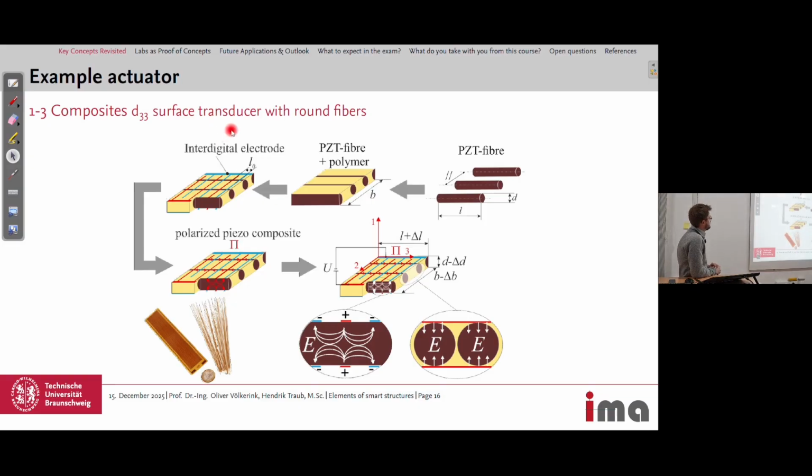So one example actuator, which is quite efficient, is the 1,3 composite, which uses the D33 effect. In this case, round fibers embedded in the polymer combined with interdigital electrodes, which then create a field in this direction, and we also use the effect in this direction. There's another type of these actuators with rectangular fibers, which may have benefits during manufacturing and also contacting by the electrodes.